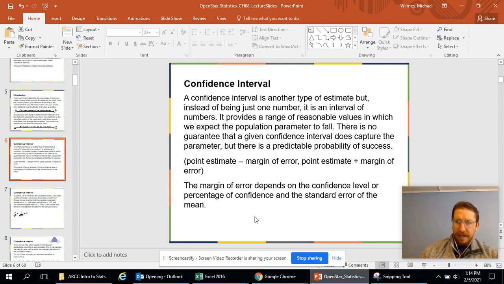Confidence interval is another type of estimate, but it's not just one number. It's going to be a range of numbers. And inside of that range, we're going to have a percent of our data that falls. And to calculate this, we take the point estimate, which is generally going to be our average. We're going to subtract the margin of error. We'll take the point estimate, our average again, and we'll add that same margin of error, and that will give us a range of values. The margin of error, we've seen that in polling predictions as well. It depends on the confidence level or the percentage of confidence in the standard error of the mean. So that depends on that standard deviation. Okay.